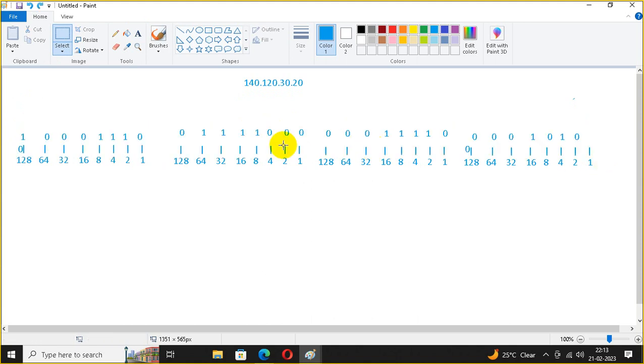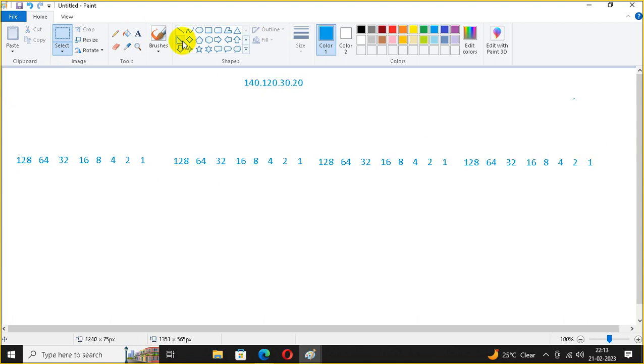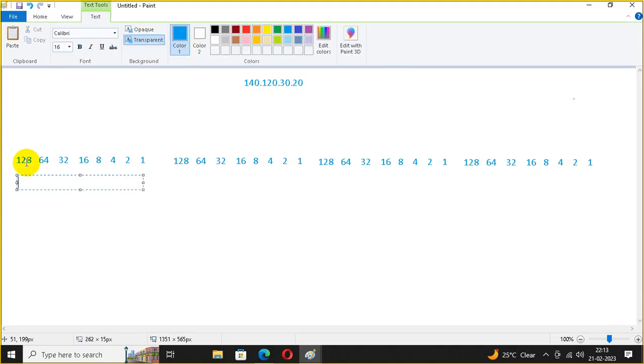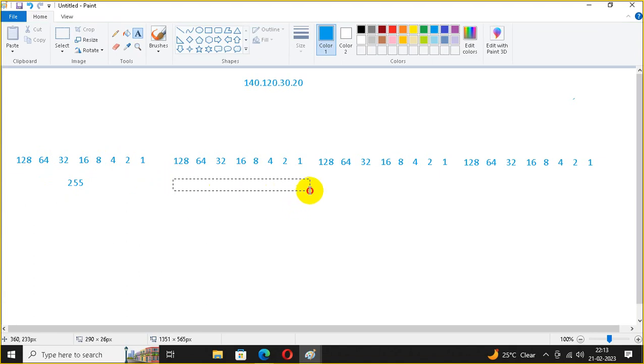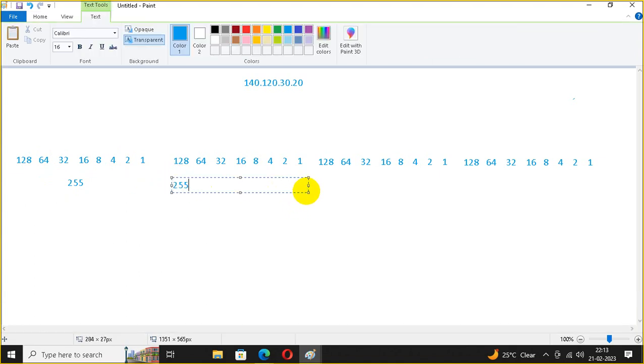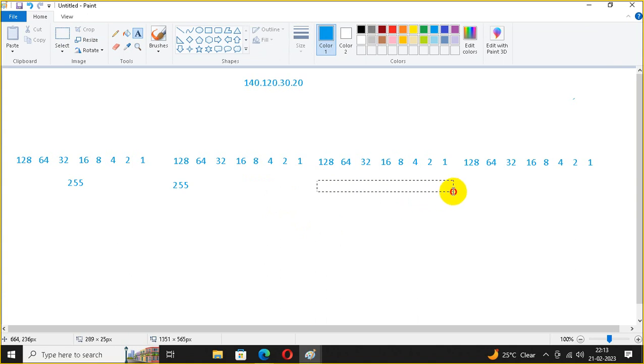if you added all these parts, what will be the value? If you add 128 plus 64 plus 32 plus 16 plus 8 plus 4 plus 2 plus 1, how much will come? 255. Very good. So if every bit is on, it comes to 255.